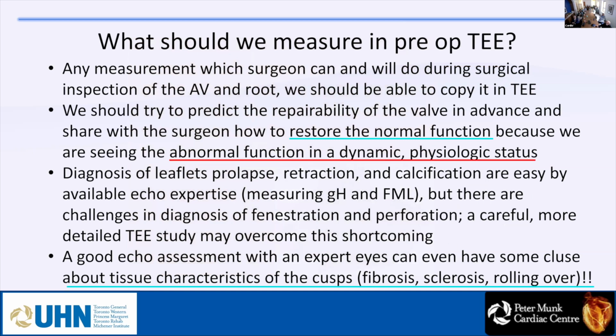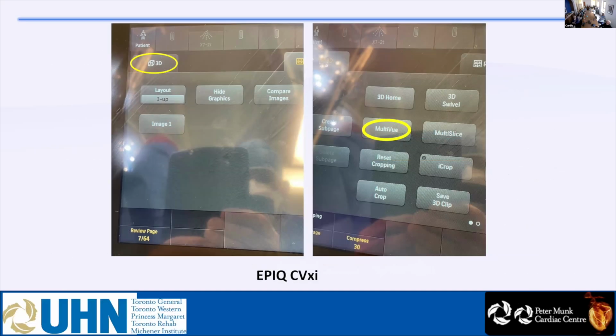So what should we measure and how do we measure? The main thing is we should measure the effective height, which is easy by echo. We should measure the geometric height of the leaflet. For the geometric height of the leaflet, we have software now in the echo machine that I'm sure many of you use. There is a button in the echo machine. The machine that we use is mainly Epiq. It's called multi-view. It's a very useful software, and we use this multi-view to measure the geometric height.